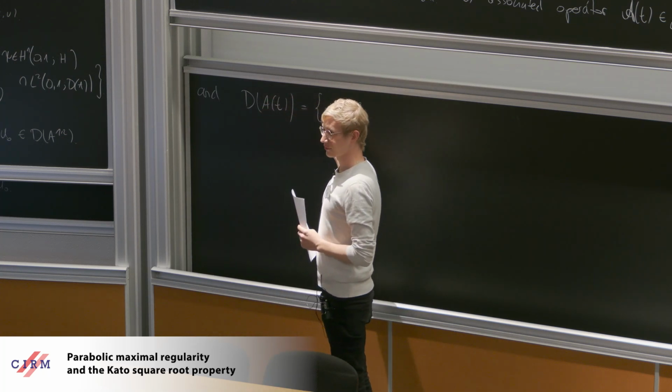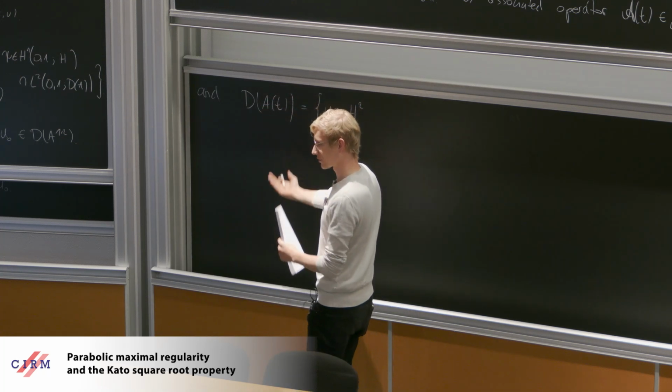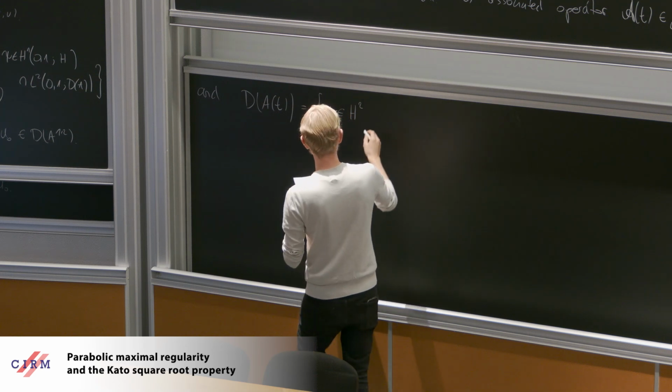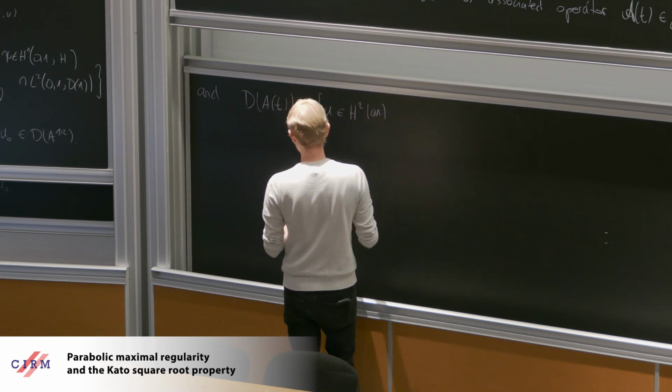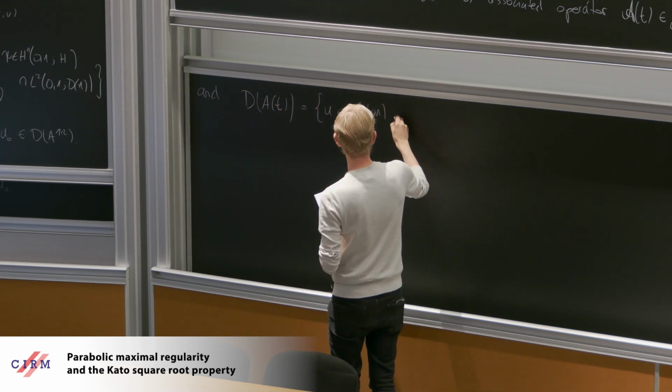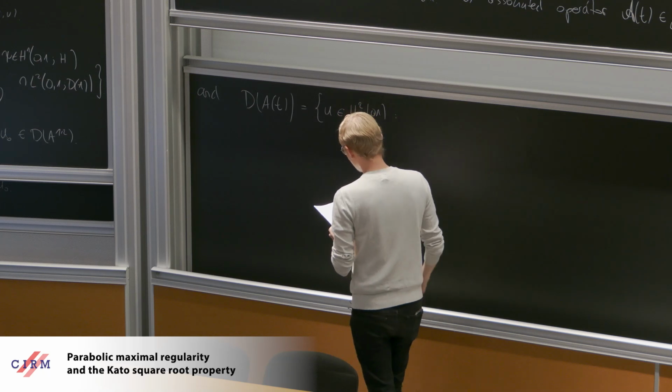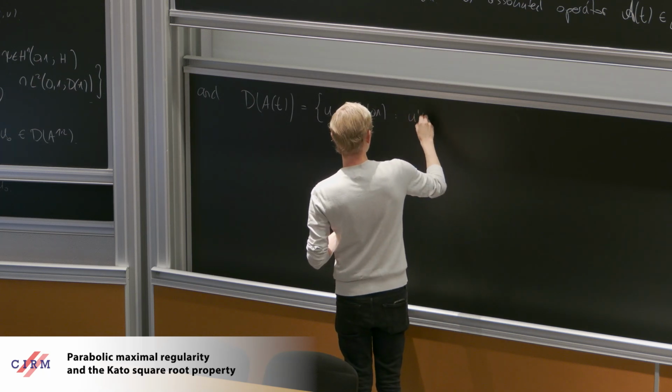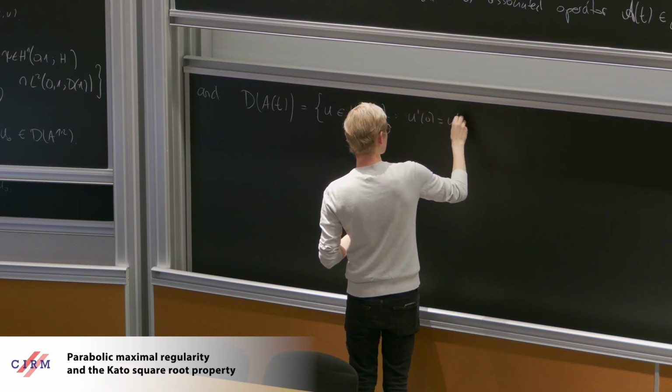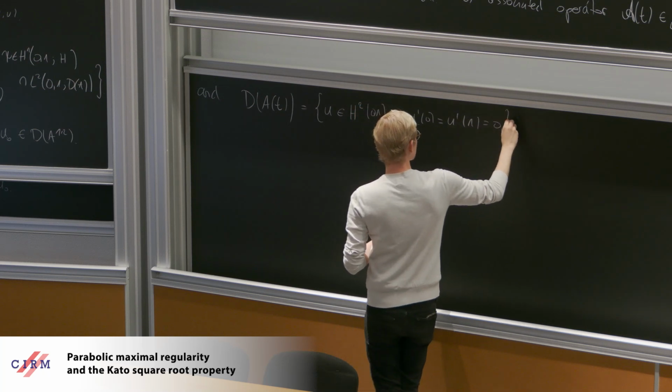So if you are in the domain of script A, you already have more regularity. You're an H2 function on (0, 1). So this is nice about script A. You have more regularity, and you also get the Neumann boundary conditions: u prime of 0 equals u prime of 1 equals 0.